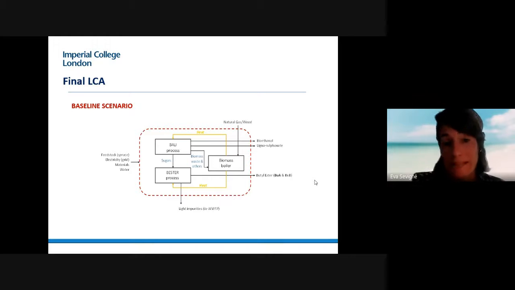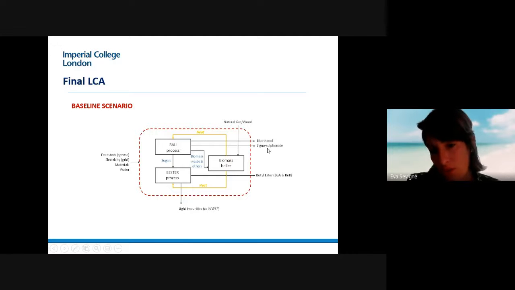So this is our baseline scenario where we have included the feedstock production and also the bester process. And as outputs, we have the butyl esters here and also the valley process. So from the forestry resources, we have this valley process, which is the raw material for the bester process. And from this process, we have two other co-products going out from the system boundaries: the production of bioethanol and the production of lignosulfonate.